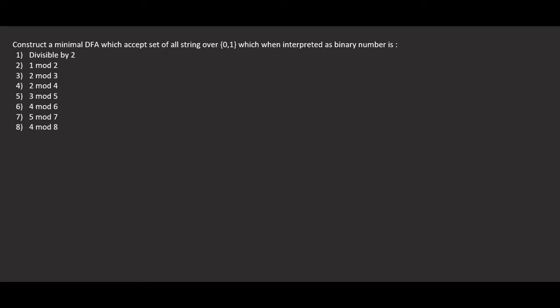So in this video I will tell you about the shortcut to solve questions like this, where you have to find the number of states in minimal DFA which accepts the set of all strings over 0 1, which when interpreted as a binary number is, let's say, considering an example, divisible by 2. So what do we mean by divisible by 2? The equivalent integers would be 2, 4, 6, 8, 10 and so on. When you represent these as binary numbers, they are 10, 100, 110 and so on.